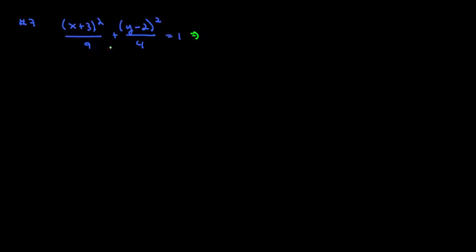We can grab the center. The center is going to be the opposites of these. So the x value of the center always goes with the x variable here. This is going to be -3, because it's the opposite of this. And then the y here will be +2. So our center should be at (-3, 2).